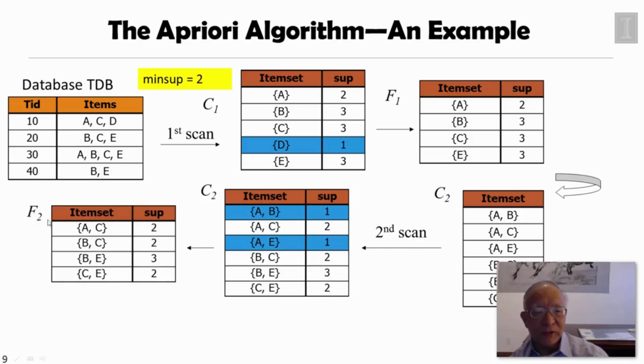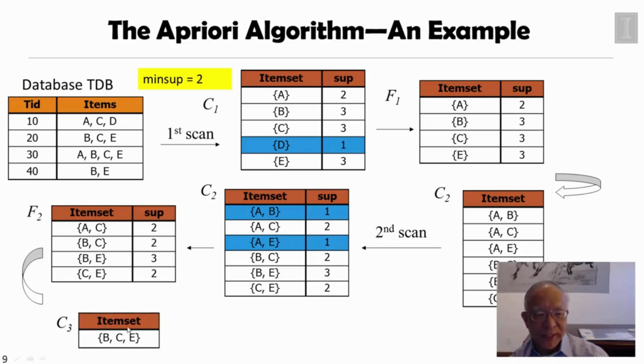We derive frequent 2 item sets. Then using frequent 2 item sets, we derive the frequent 3 candidate item sets. Remember, here you can probably see a big cut. Why? Because you see A, C and B, C are frequent. You may think A, B, C could be a candidate item set.